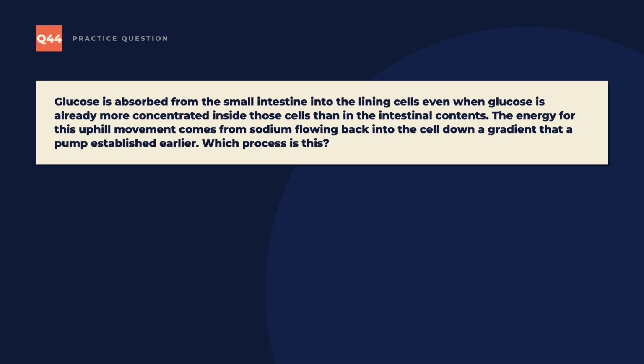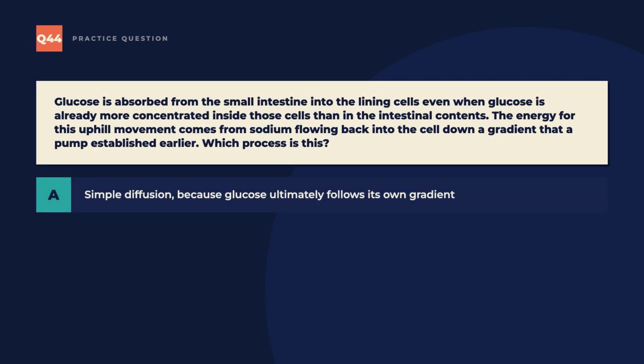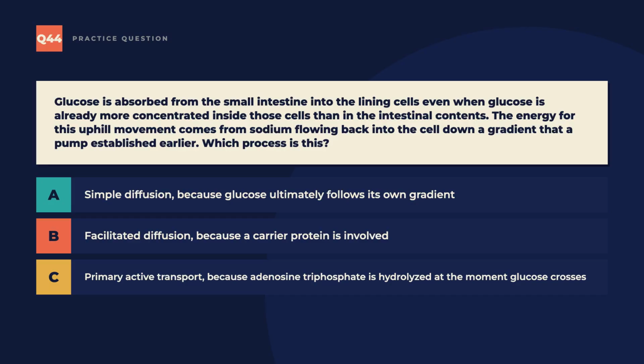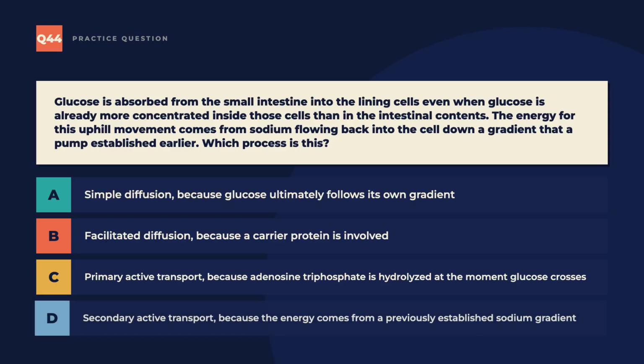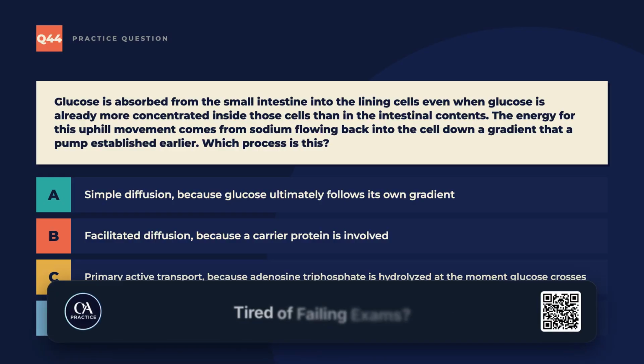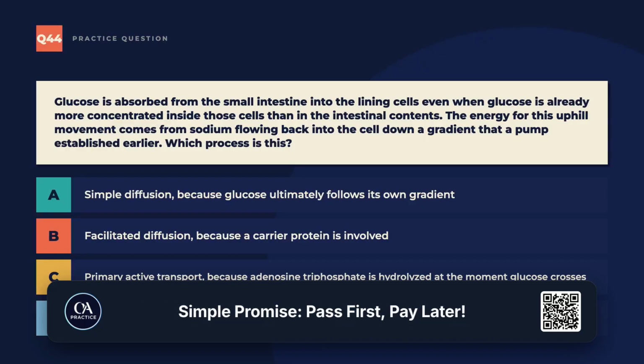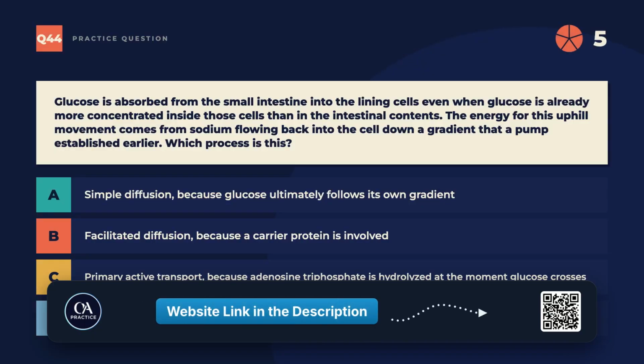Your options are A. Simple diffusion, because glucose ultimately follows its own gradient. B. Facilitated diffusion, because a carrier protein is involved. C. Primary active transport, because adenosine triphosphate is hydrolyzed at the moment glucose crosses. D. Secondary active transport, because the energy comes from a previously established sodium gradient. What's your answer? Commit to one before I continue.